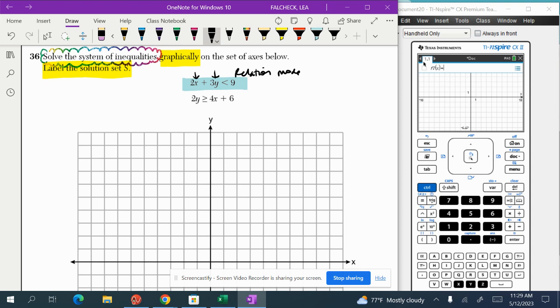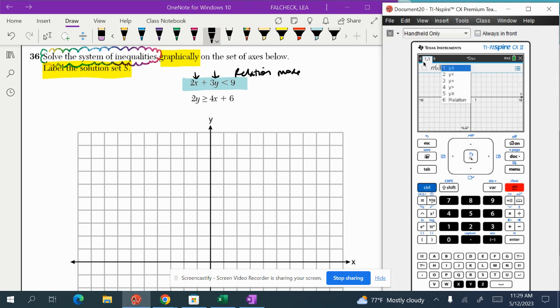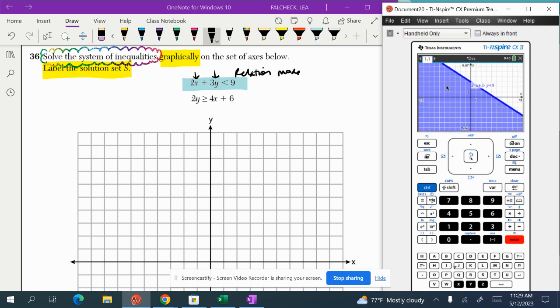So let's go ahead and go to the calculator, delete the equal sign. We're going to go down to number 6, relation. Type in the inequality exactly as you see it on your paper. 2x plus 3y is less than. If you forget how to get the inequality symbols, go control equal. That'll give you all the symbols you need. And then a 9. Hit enter. Boom. I have my inequality.